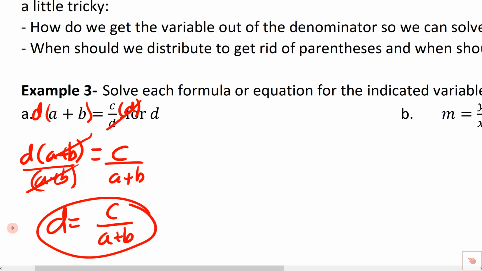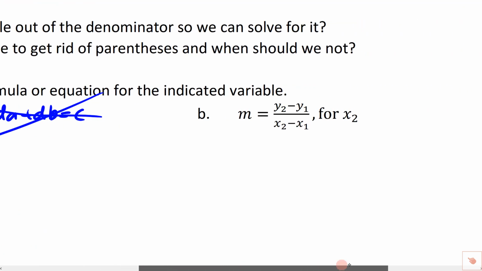Really easy format. Now, if you made it look a little bit different, let's say that you distributed through, this would be dA plus dB. I want you to notice what happens here. We now have two terms with D in them. We don't want two terms with D in them. We only want to see one D on that side. So we definitely would not want to do that. We don't want to distribute through when it creates more variables than what we want to solve for. So if you've got one D over there, leave it that way. Figure out a way to get rid of the other stuff on that side.